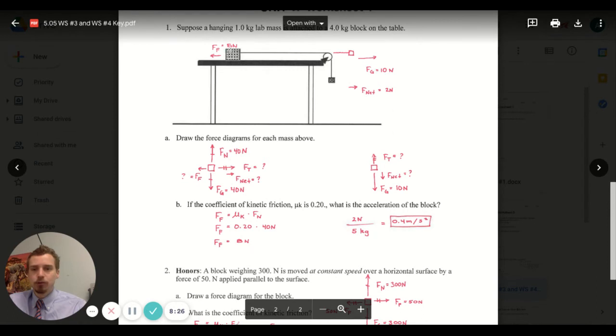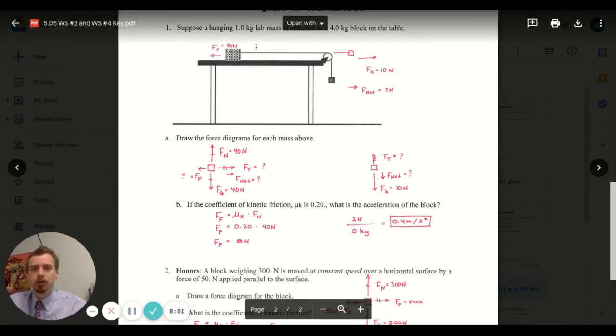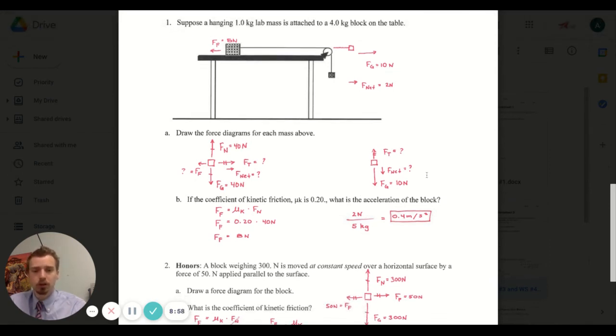So if we know it's 8 newtons going to the left, and we're going to pretend that instead of pulling this block down, the force of gravity pulls it to the right, then we know the force of gravity is 10 to the right, 8 to the left. You know the 10 to the right wins, and it wins by 2 newtons. So our net force is 2. Our net force divided by the mass of the system, 2 newtons divided by 5 kilograms, you get 0.4 meters per second squared as your acceleration.